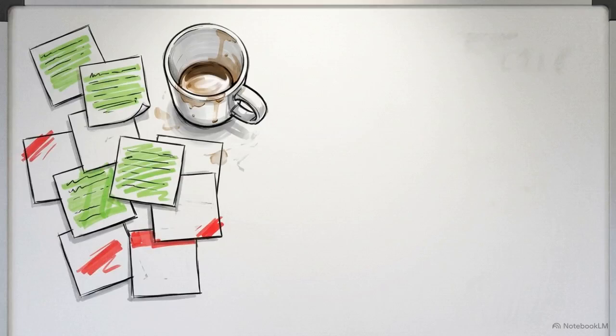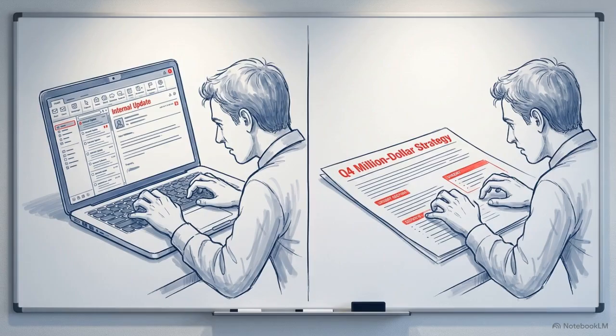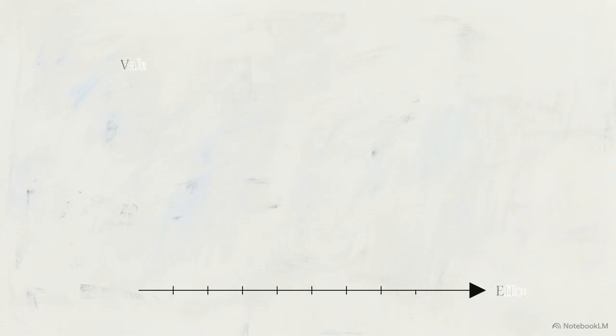Step 1 is auditing your workload to account for a biological glitch called completion bias. Your brain seeks dopamine from finishing tasks, regardless of their actual value. This creates priority blindness, where drafting a standard internal email feels as urgent as writing a $1 million strategy document. To fix this, we sort your tasks into 2 categories.